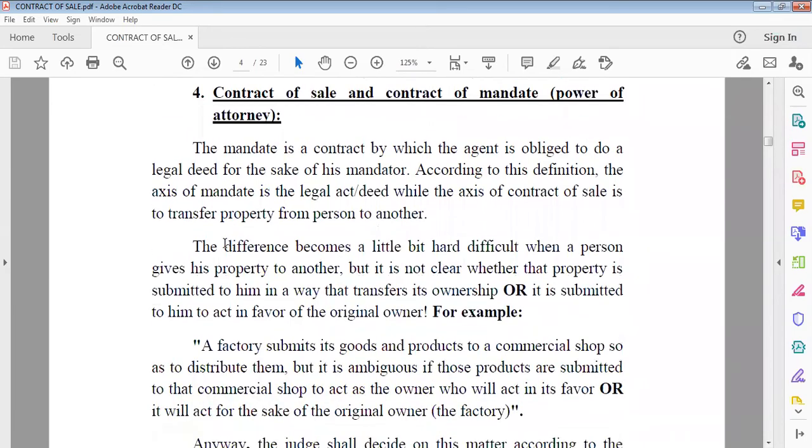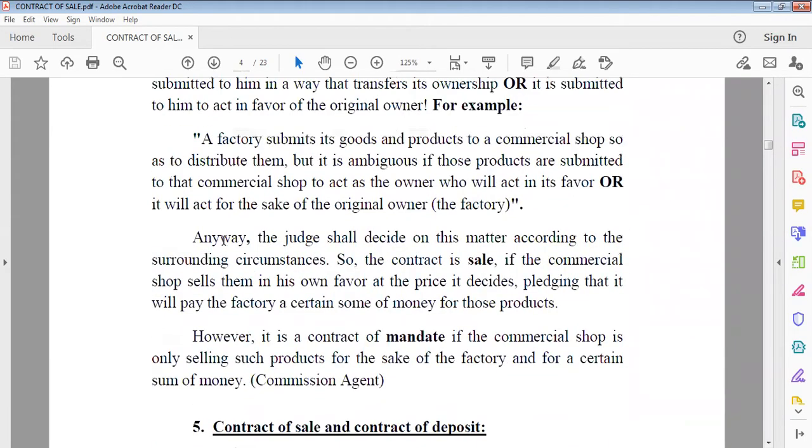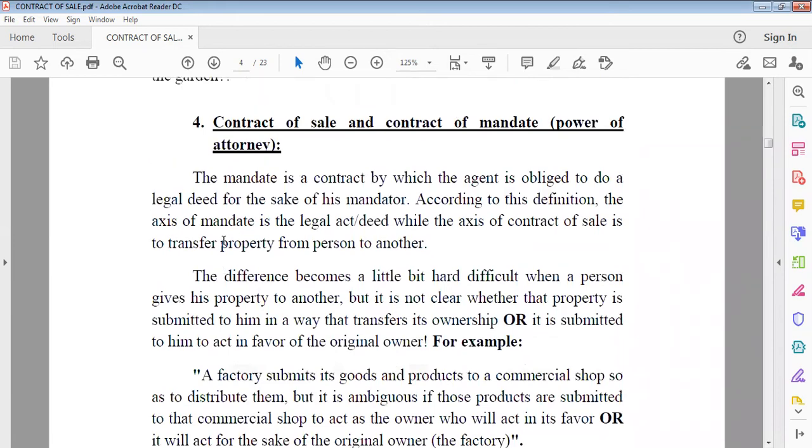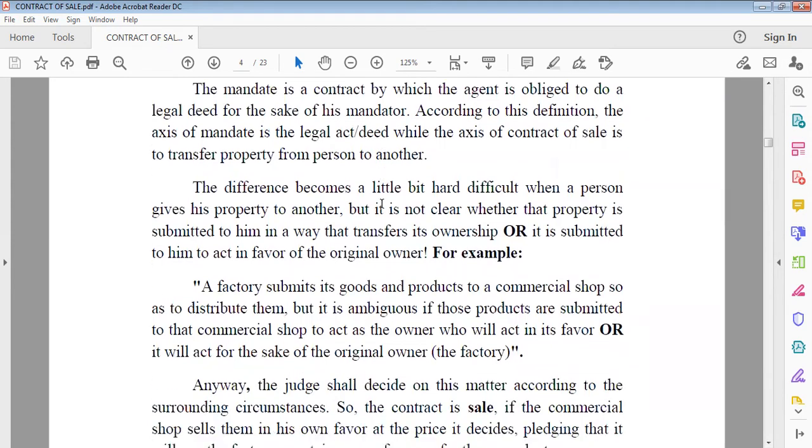Okay, now let's move to another kind of contract, the contract of sale and the contract of mandate, or what is called the power of attorney. The mandate, and the difference between it and the contract of sale. Well, the mandate is a contract by which the agent is obliged to do a legal deed for the sake of his mandator.